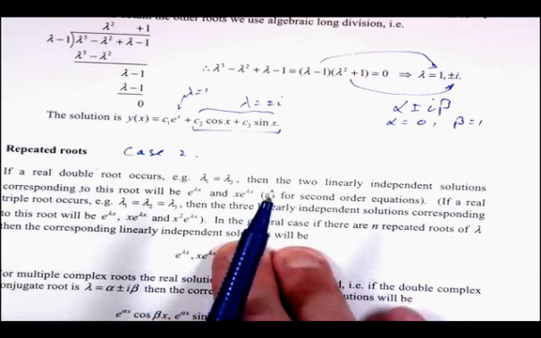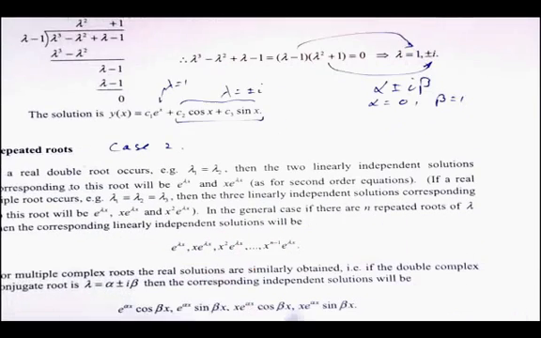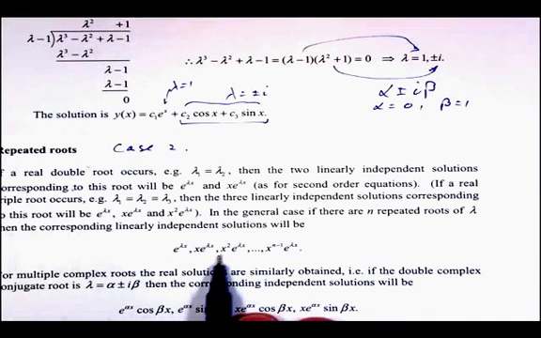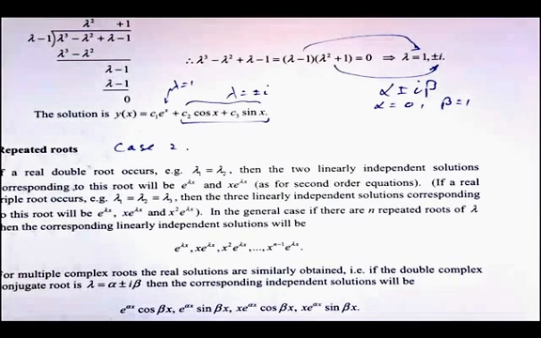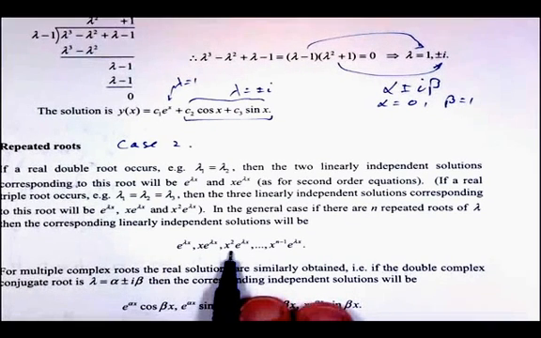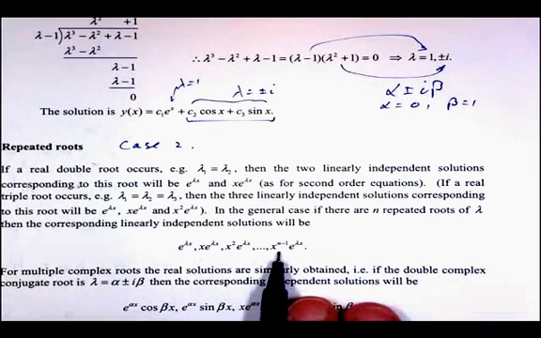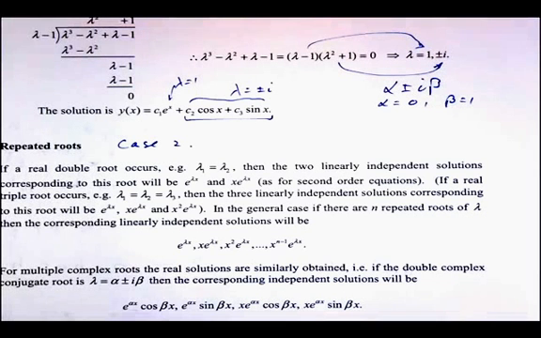What do we do in that case? Well, it's really quite easy. You just keep following the pattern. You keep getting extra terms for however many repetitions there are by multiplying by extra powers of x until you get as many as you need. Now there's one other complication, which is what happens if you've got a pair of complex conjugate repetitions.